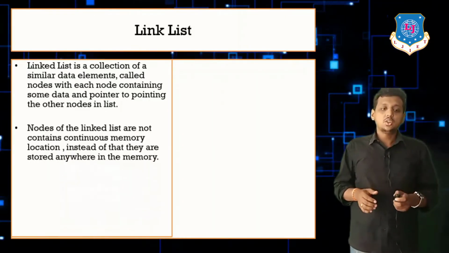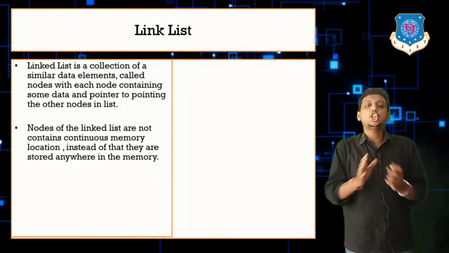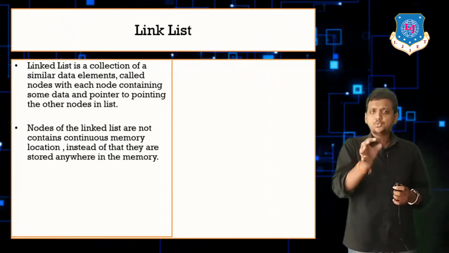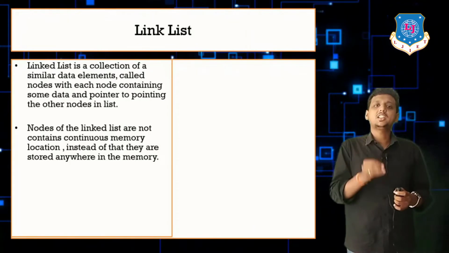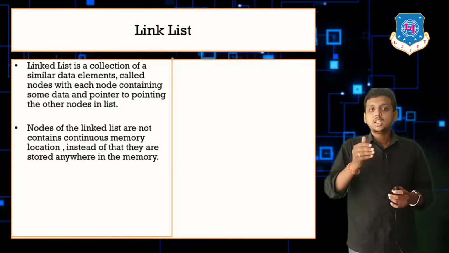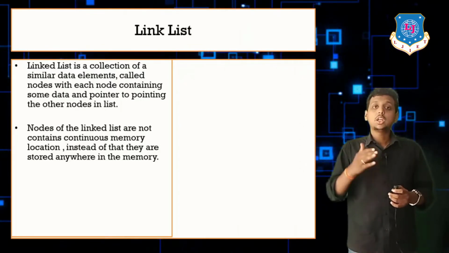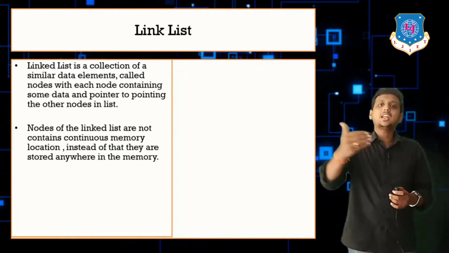Here, the nodes in the linked list do not occupy continuous memory. So what does it mean? Students, if you remember the array, if I'm taking an integer array a of 5, and the address of the first element a[0] is 1000, the next must be 1002, next 1004, next 1006. So it goes like this.